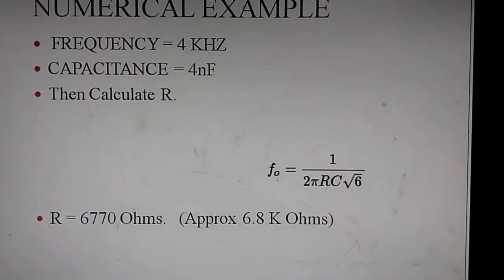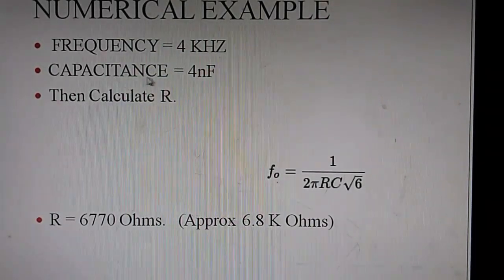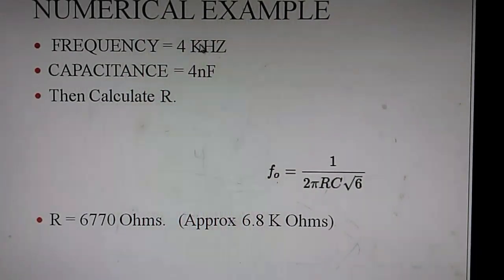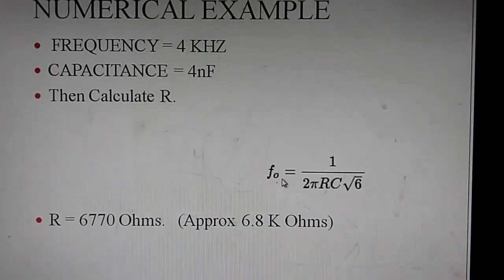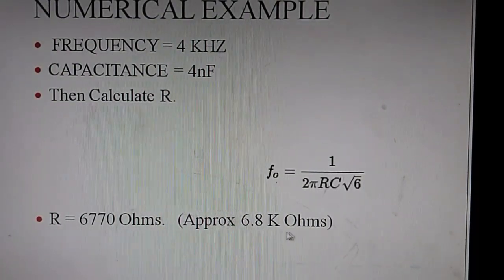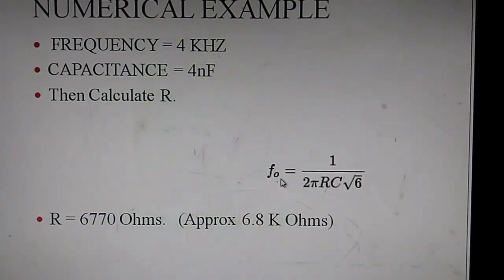One numerical example of designing this: the frequency to be designed is 4 kilohertz and the capacitance is 4 nanofarad. These two are given. Then calculate the resistance R. According to the frequency of oscillation formula, f0 equals 1 by 2 pi RC root 6, the resistance value can be found as 6770 ohms. Approximately, we can choose a 6.8 kilo ohm resistance for the circuit. Students are required to check this: substitute the values of f0 and capacitance and find the resistance value. Will this much come or not? Thank you.